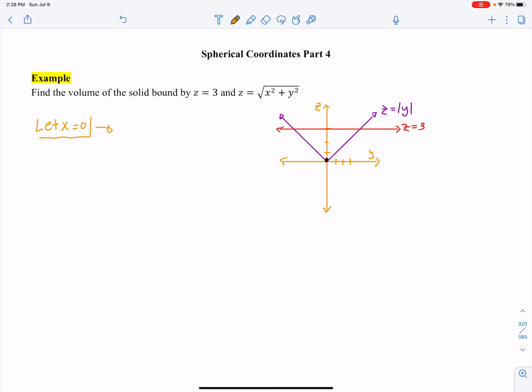This video will continue our discussion of spherical coordinates by working another example. We want to find the volume of a solid bound by z equals 3. Okay, this is a plane, right? It's parallel with the xy plane at 3. I drew that here on the graph. You can see that red line.